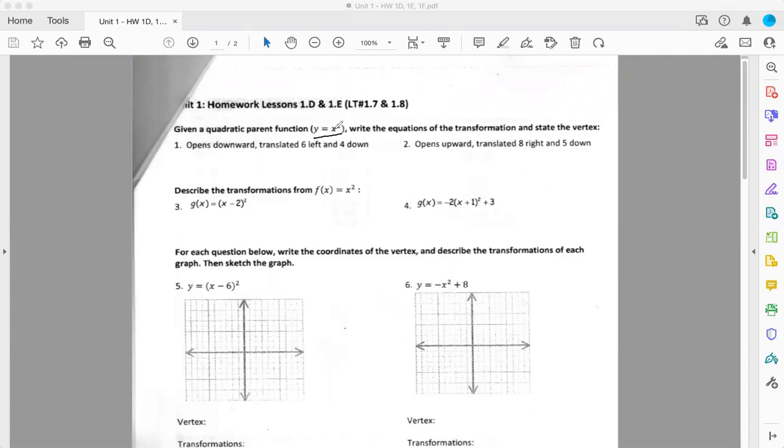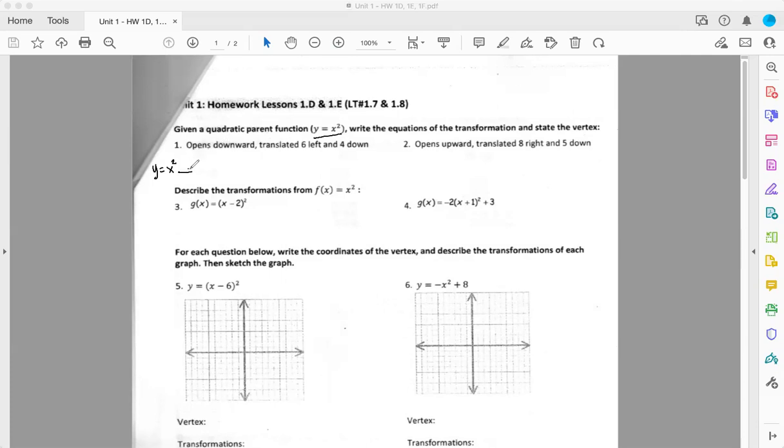Now we're going to take the parent function and apply the transformation described in question number 1. The transformation is opens downward, translated 6 left and 4 down. We can say translated 6 units left and 4 units down, or just 6 left, 4 down. I prefer including the word units. So opens downward, what does that mean? Technically you're starting with y equals x squared, and you're going to apply these transformations.